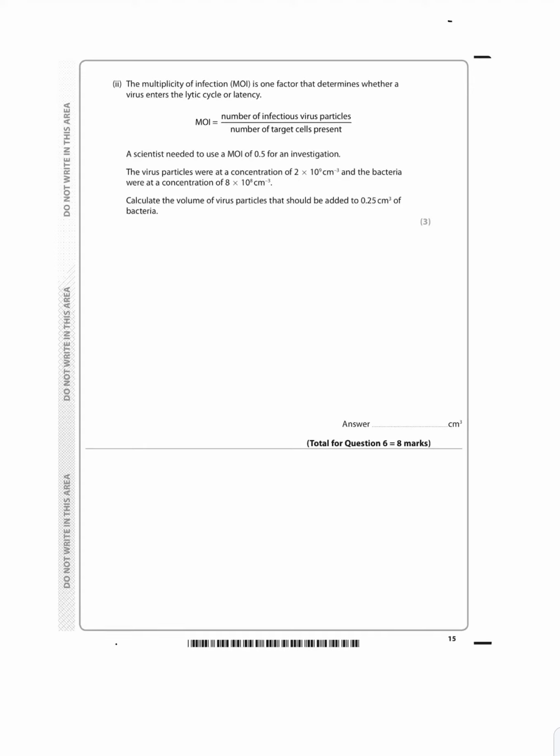So, the multiplicity of infection is one factor that determines whether a virus enters the lytic cycle or latency. A scientist needed to use a MOI of 0.5 for an investigation. The virus particles were at a concentration of 2 × 10^9 per cm³, and the bacteria were at a concentration of 8 × 10^8 per cm³. Calculate the volume of virus particles that should be added to 0.25 cm³ of bacteria.